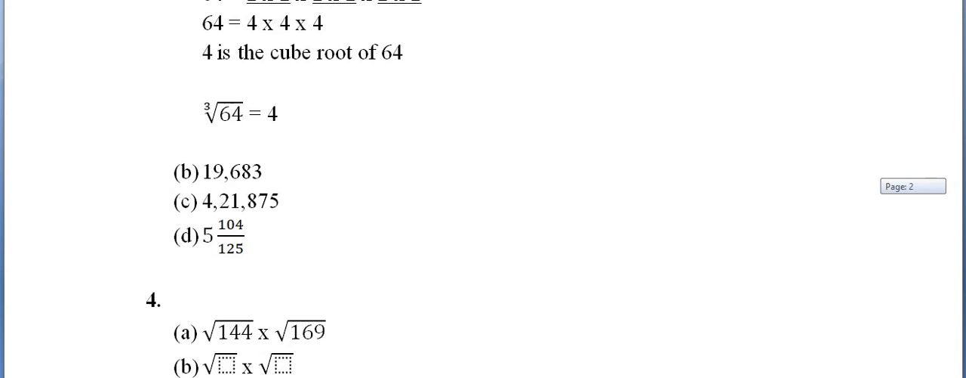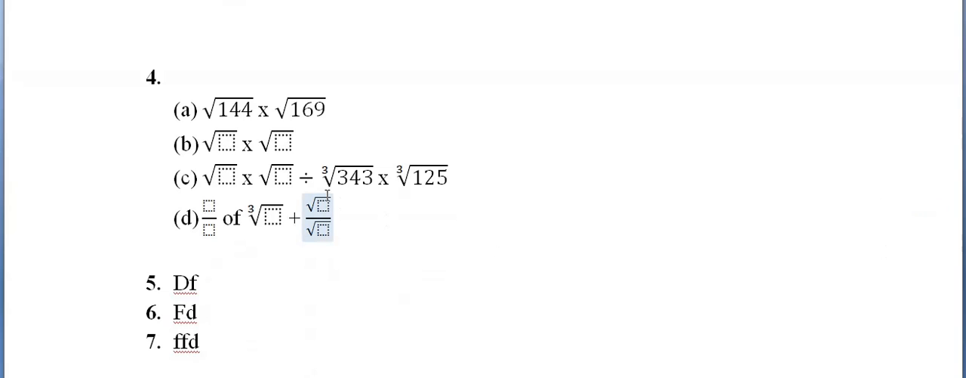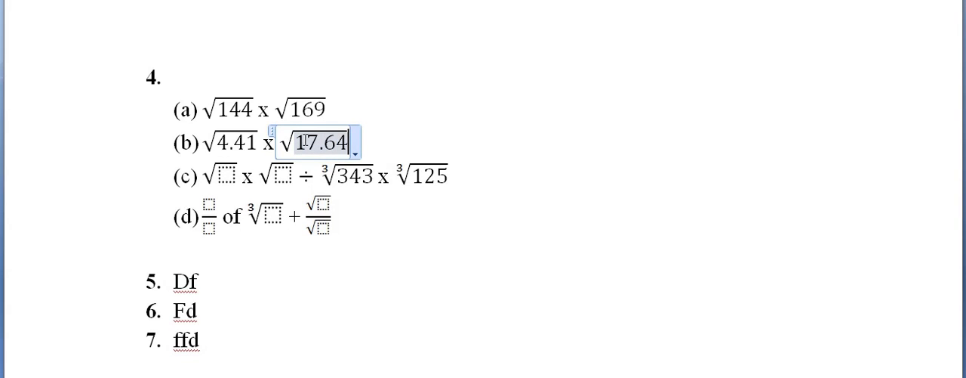It will be better if you know some cube roots or the roots. Like this 144, what will be the square root of 144? 12. 169, 13. So you must know this. You can make a table and fix it on the wall so that you can see it every day and it will be familiar to you. That's the way you can memorize the numbers very carefully and properly.